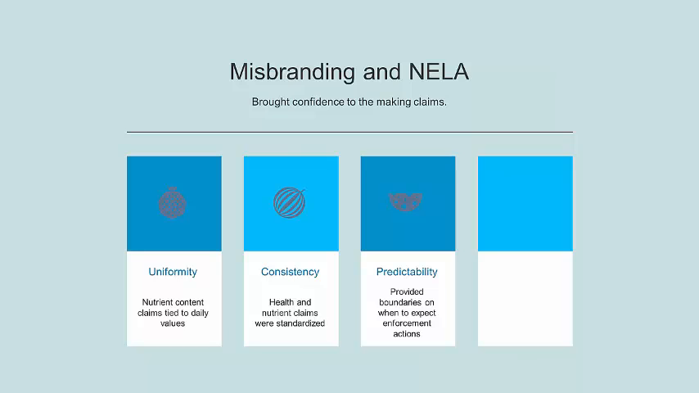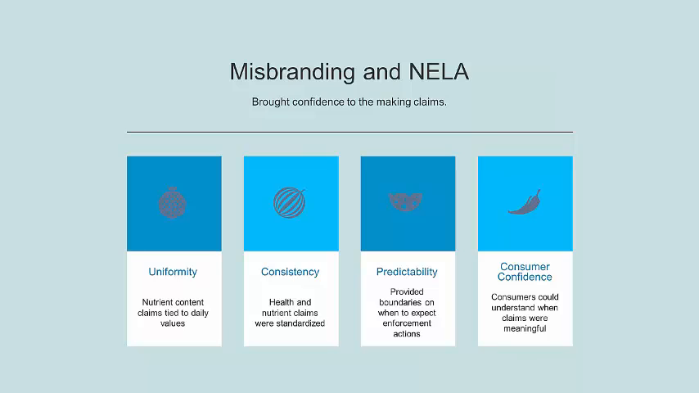Predictability, again, providing boundaries to where we can expect enforcement actions, ensuring that enforcement actions are consistent throughout the agency. So if you're in the Los Angeles district office and not in one of the Florida field offices, you're not going to get a different result. If you follow the regulations, or you go through the approval process and you do the right notification or submission, you know that you're going to be fine.